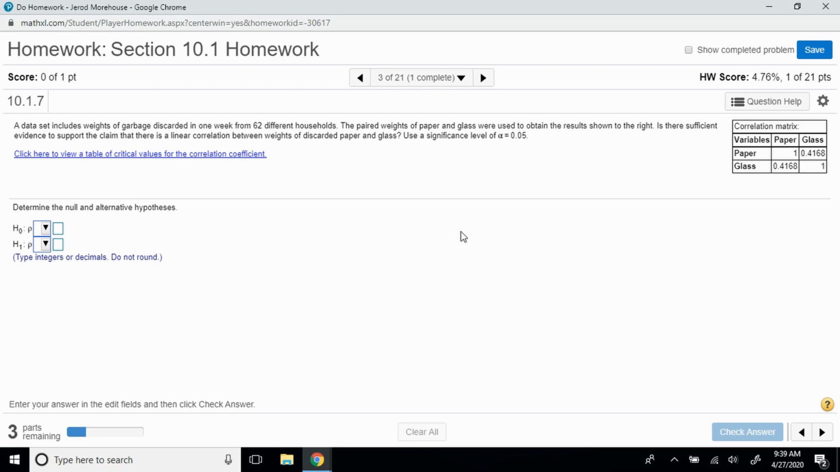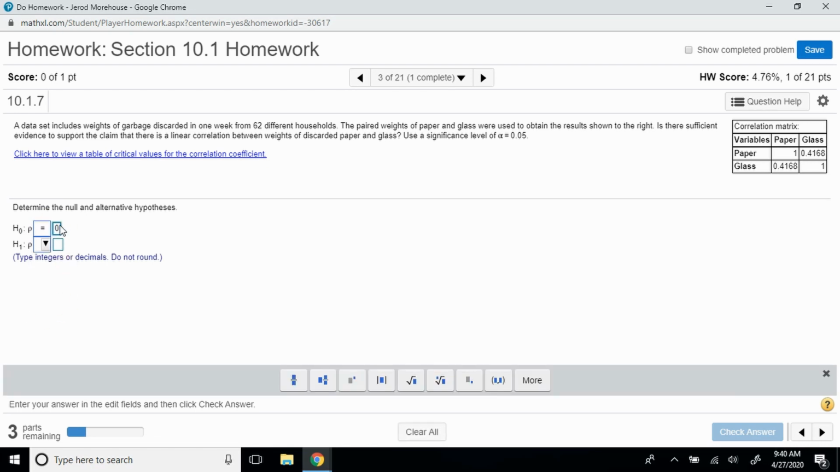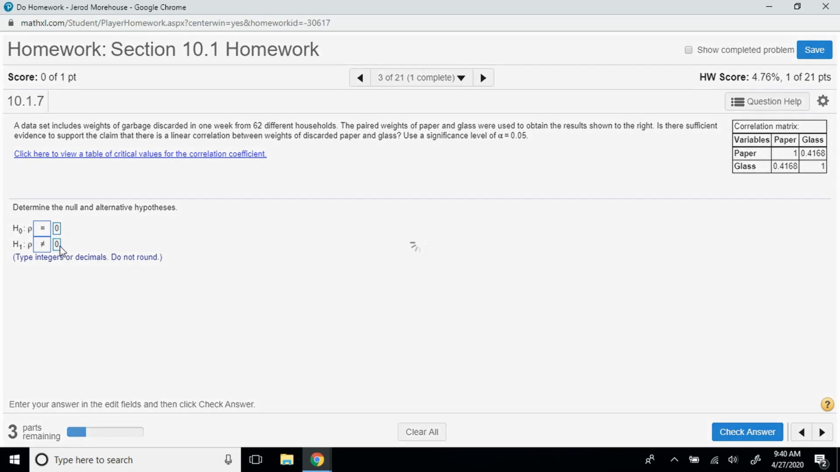Number 3 says a data set includes weights of garbage discarded in 1 week from 62 different households. The paired weights of paper and glass were used to obtain the results shown to the right. Is there sufficient evidence to support the claim that there is a linear correlation between weights of discarded paper and glass? Use a significance level of alpha equals 0.05. Let's look at our null and alternative. Our null is that rho equals 0. There is no correlation. And the alternative is that rho does not equal 0, that would indicate there is a linear association.